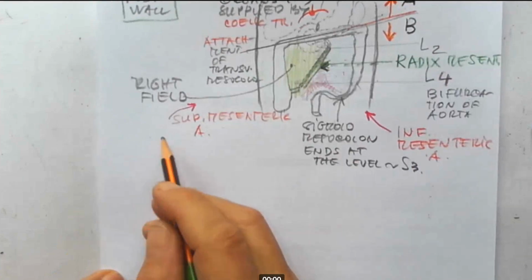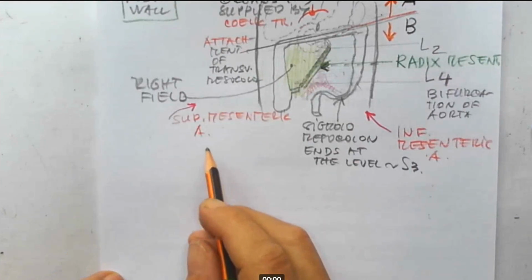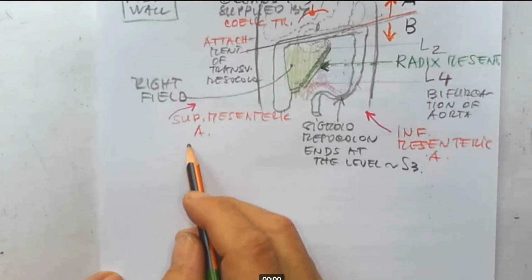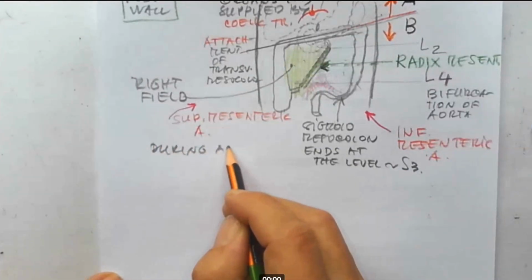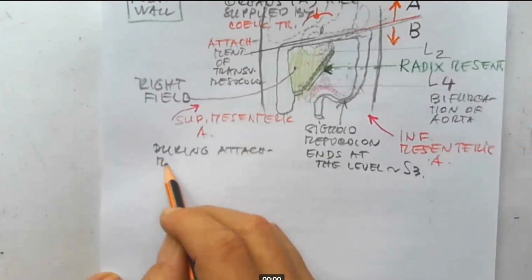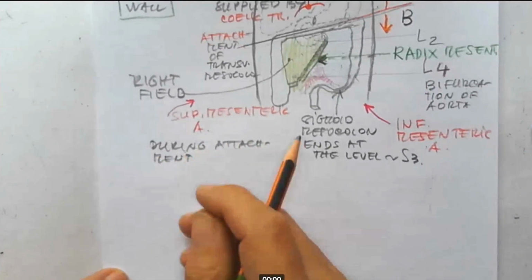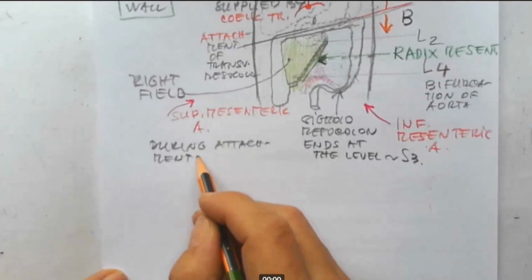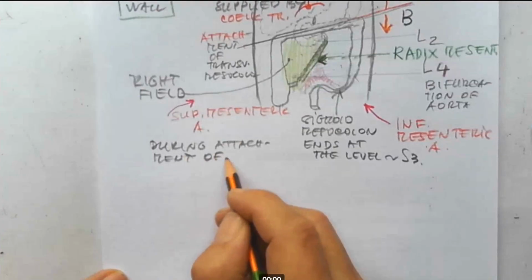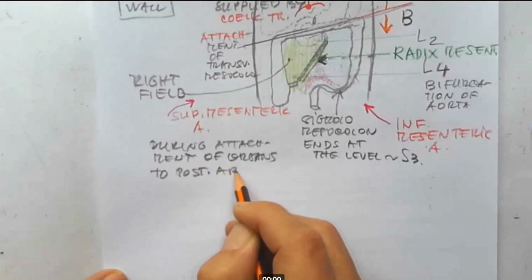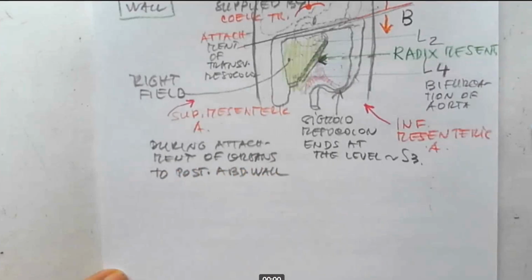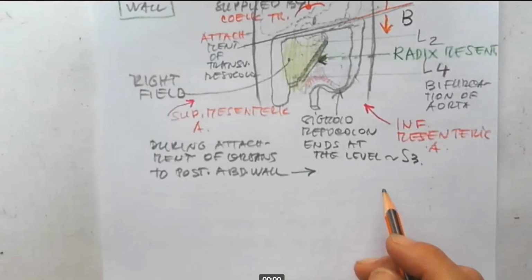And finalizing the topic, we could say that during attachment of organs to the posterior abdominal wall, because it's a process which starts at the beginning of the 3rd month, appear some depressions or recesses of the peritoneum.